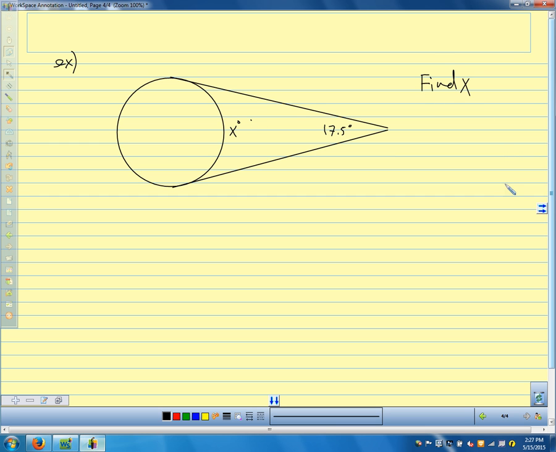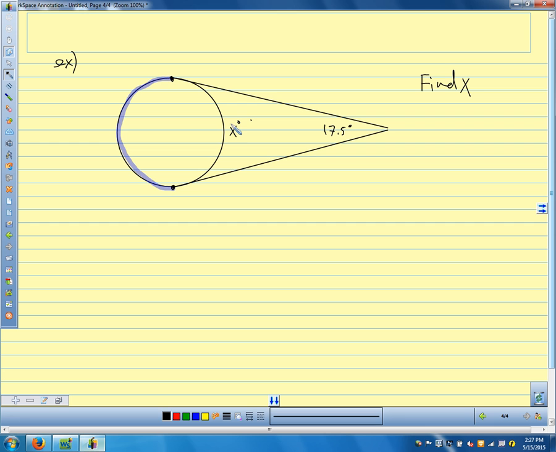And we want to find x. But all we know is that angle. Any ideas? Let's think back to what we did in the opener. If this arc is x, how do we figure out how big this arc is? What do we do on our opener?